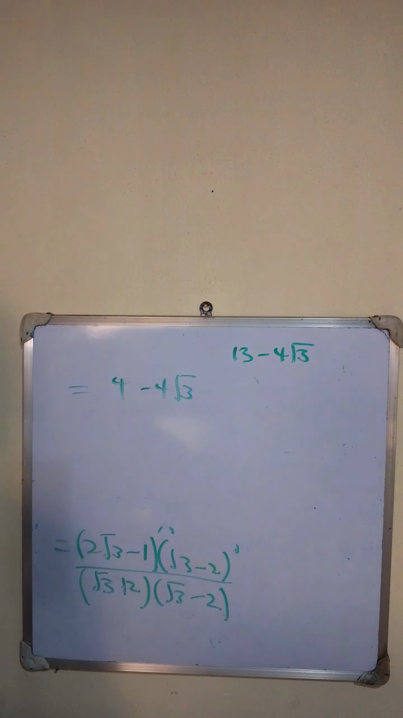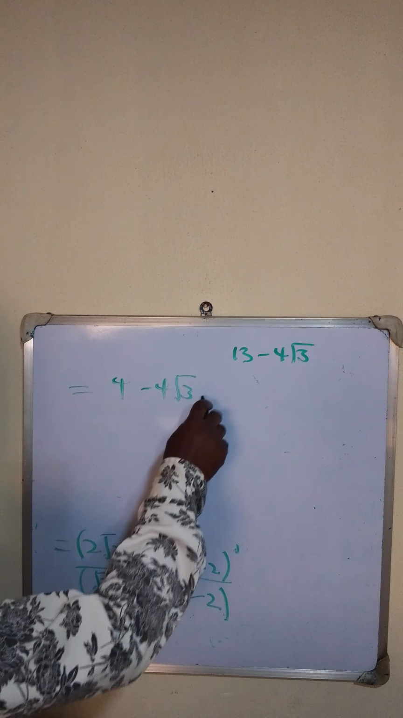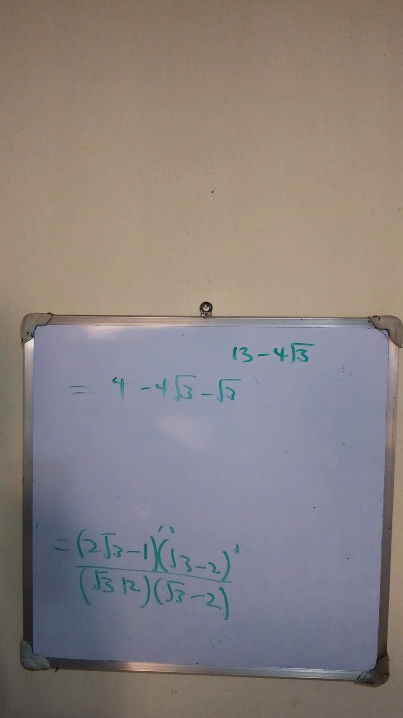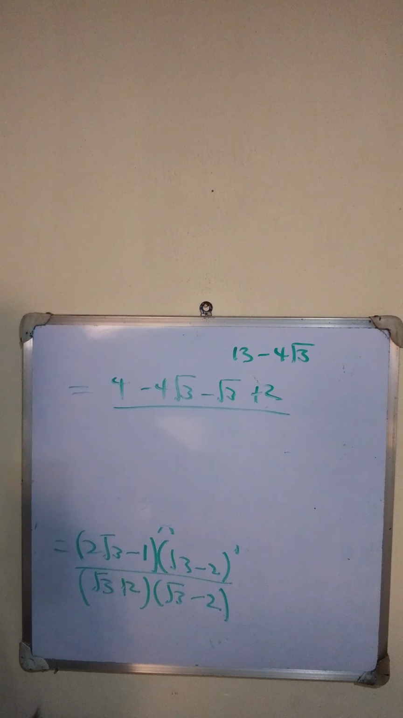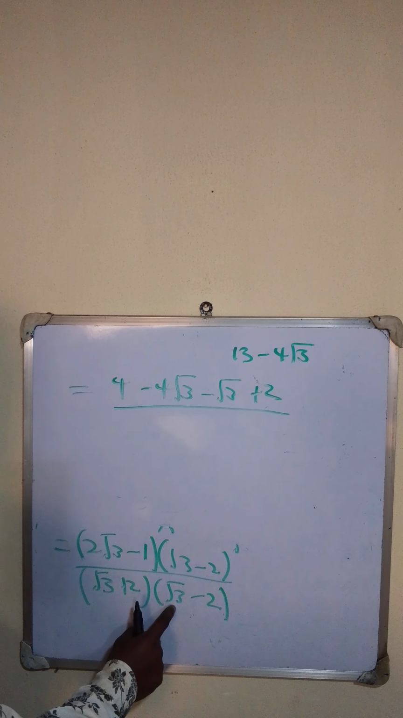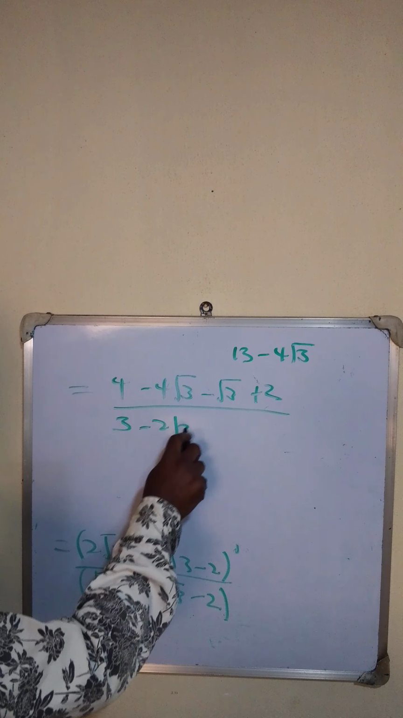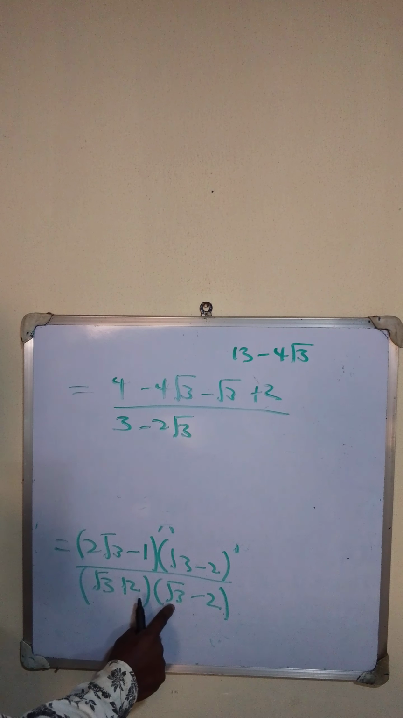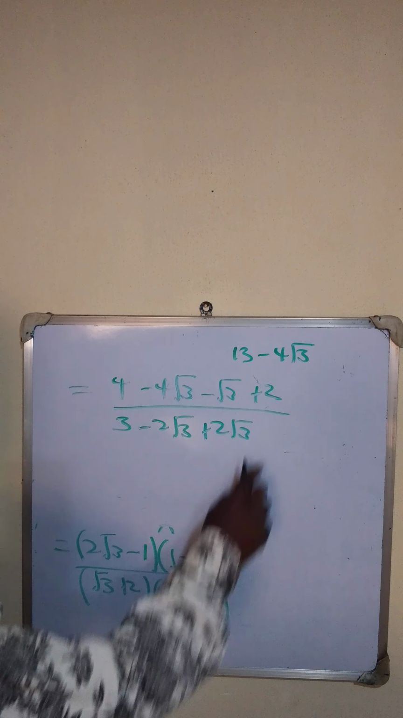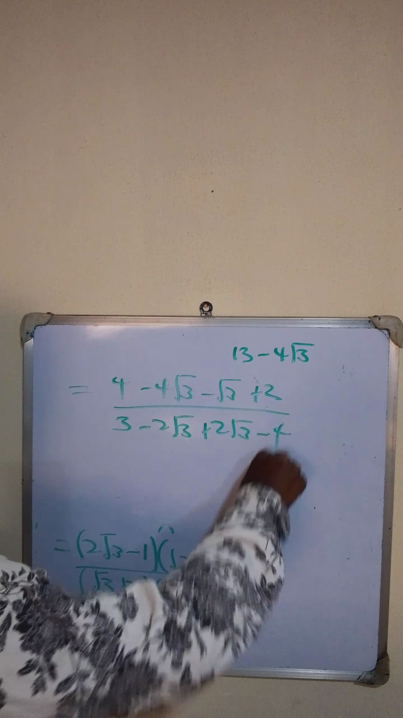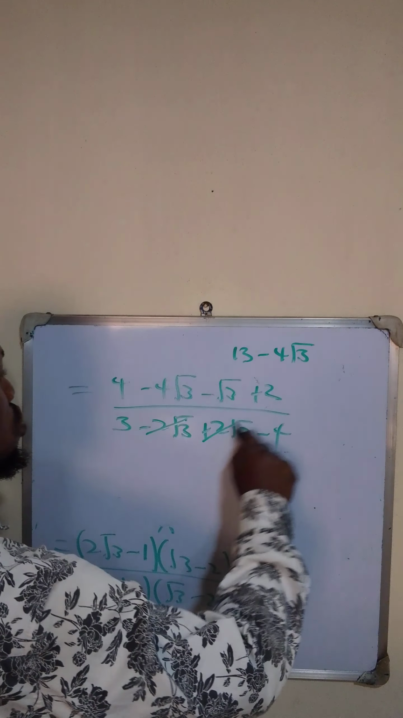Then the root 3 stands still. The minus 1 will do the same thing. Minus 1 times root 3 will give us minus root 3. Then minus 1 times minus 2 will give us plus 2. Then all over, root 3 times root 3 will give us 3. Root 3 times minus 2 gives minus 2 root 3. Then 2 times root 3 will give us 2 root 3. Then 2 times minus 2 will give us minus 4. So the minus 2 root 3 cancels out the plus 2 root 3.